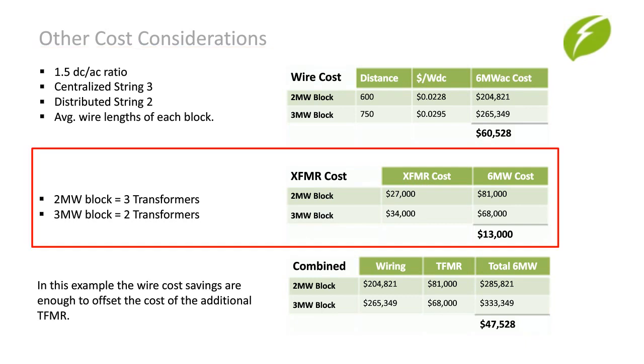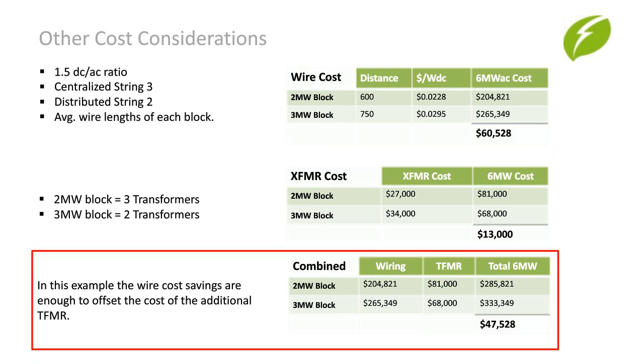Now, transformer costs will vary based on many factors, but we included here some sample pricing of 2 MVA and 3 MVA transformers. Because we need more transformers when using 2 megawatt blocks, the total transformer cost is about $13,000 more for the smaller block sizes. When we take these 2 costs into consideration, the 2 megawatt block size still ends up being the least expensive of the 2 chosen, and in this case by about $47,000.